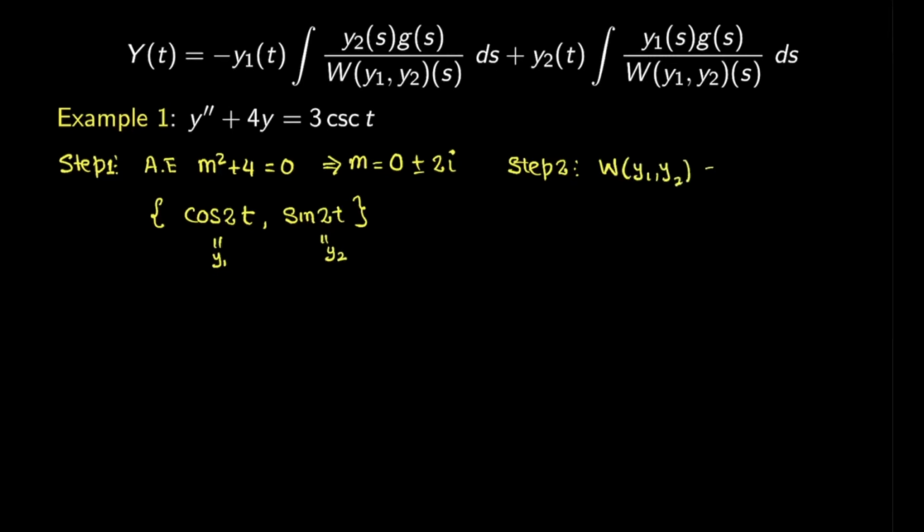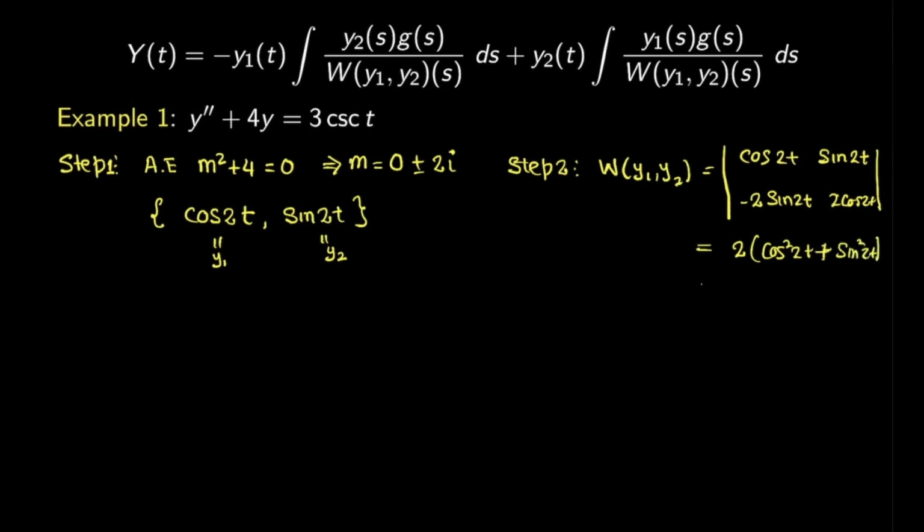So the Wronskian of y1 and y2 will be cosine of 2t, sine of 2t. The derivative of cosine is negative 2 sine of 2t, and the derivative of sine is 2 times cosine of 2t. Once you simplify this, you get 2 cosine squared 2t, plus, because of the negative sign, minus minus plus, sine squared 2t, which is 1, so your Wronskian is just 2. Now we have the Wronskian and we also have y1 and y2.